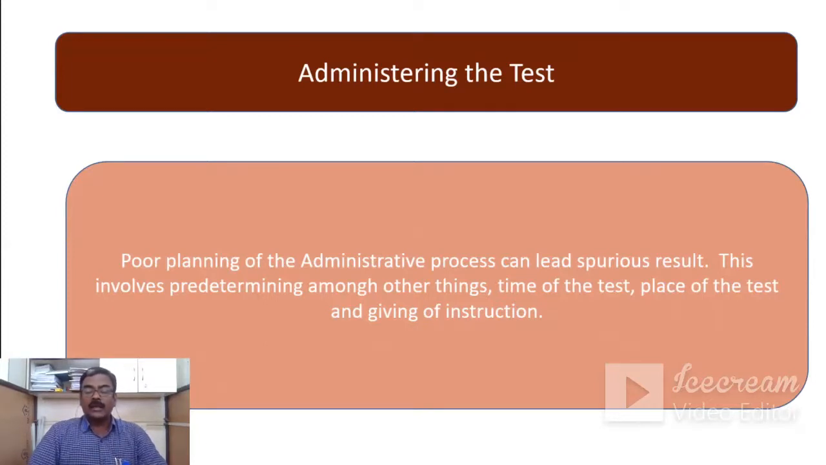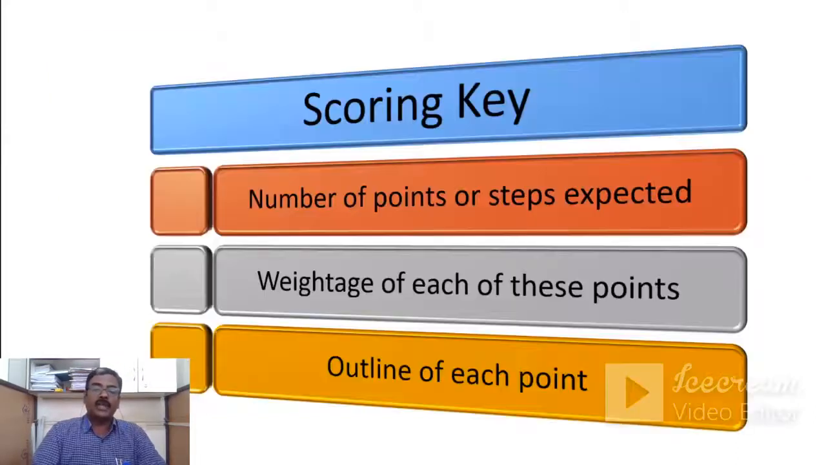And then the place of the test, where we are going to conduct the achievement test. Whether we are going to conduct the achievement test in a classroom or lab or auditorium, anything, we must inform the students. So initially we must give this information to the students. Then only we can get clear and real values. Scoring key. The scoring is a very, very important thing.